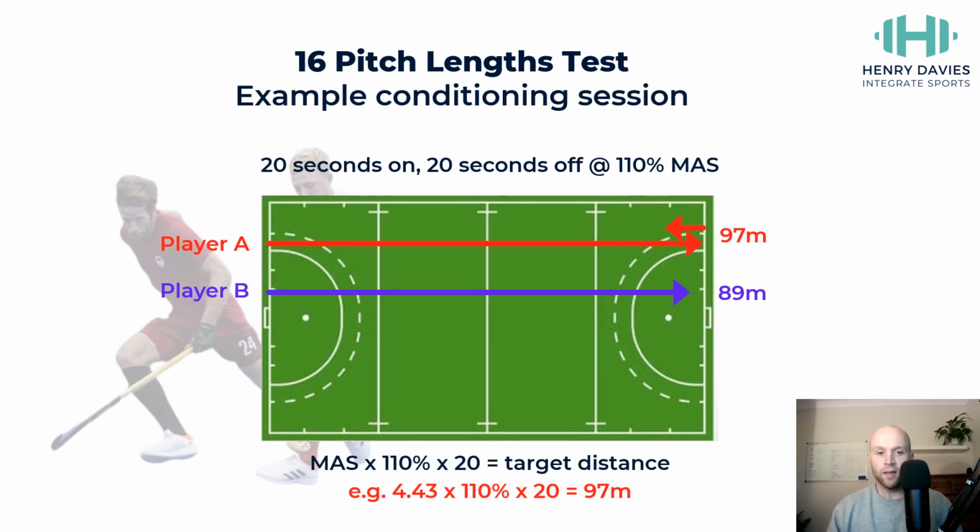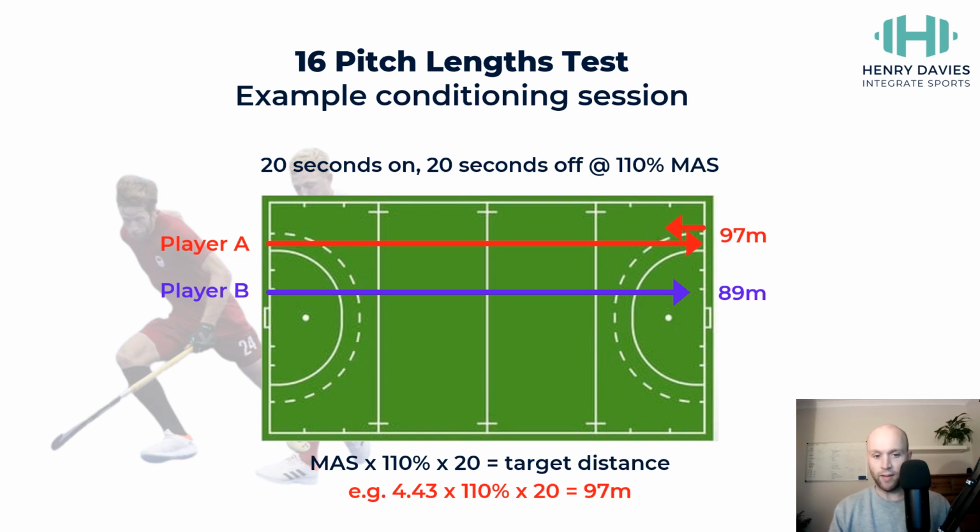So last little bit then, this is how a sort of example conditioning session could look with player A and player B. So we've decided to do a 20 seconds on, 20 seconds off mass conditioning session, and we've picked an intensity of 110% of maximum aerobic speed. We could go faster than that, we could go slower than that. Totally depends on the context here, but that's going to be a sort of ballpark that you might be aiming for.